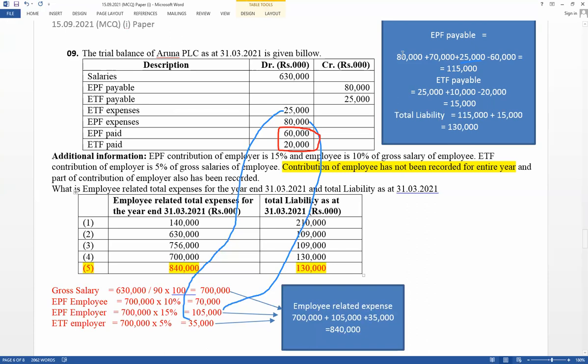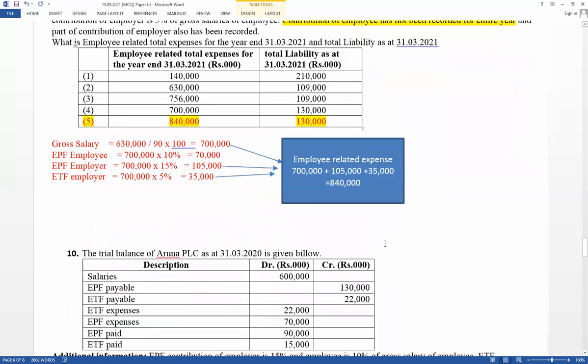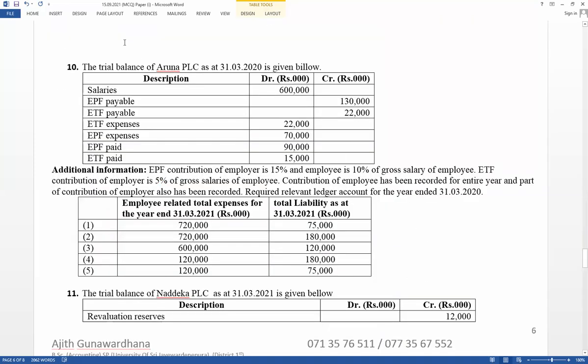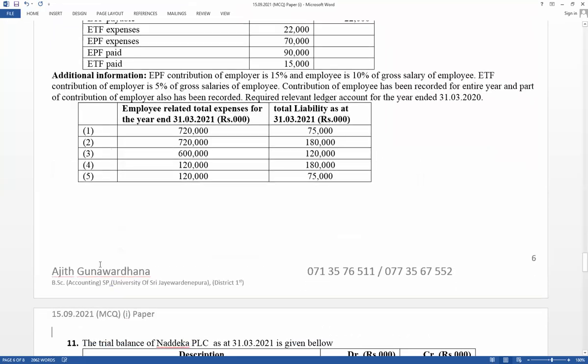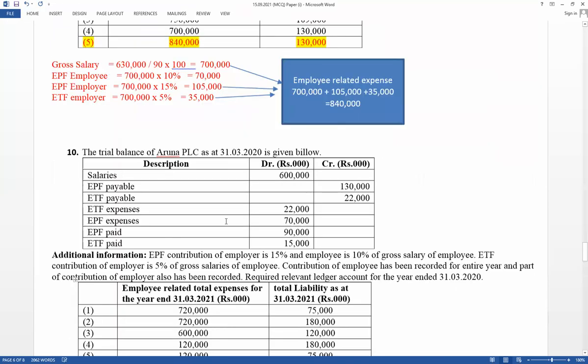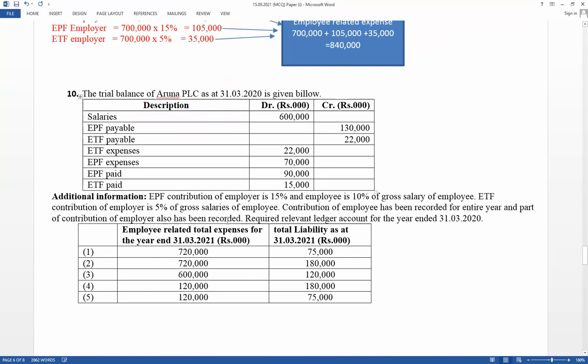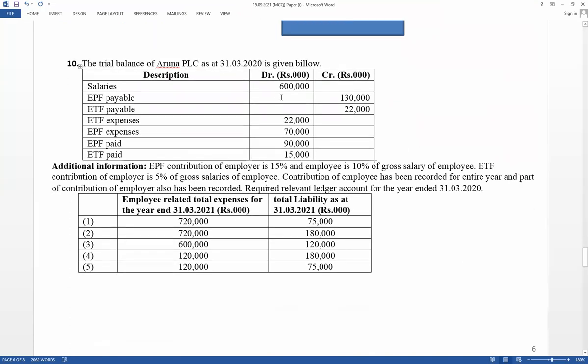Next one, question number 10. Think about question number 10 also. EPF and ETF are relevant for the MCQ paper. Question number 10 is also the same way. Try to recognize gross salary as well as net salary. Given are salary, EPF payable, ETF payable.